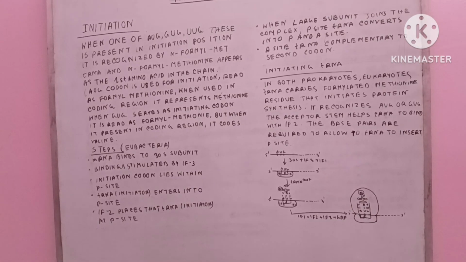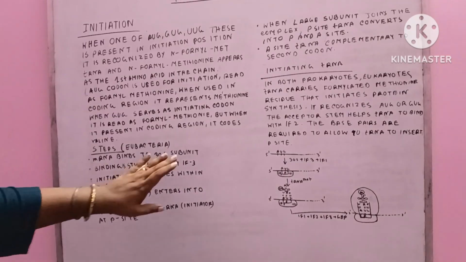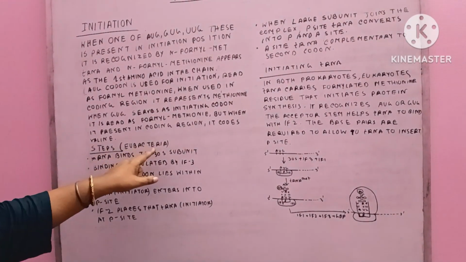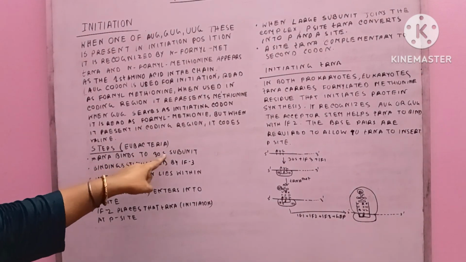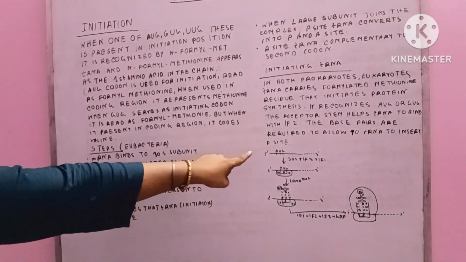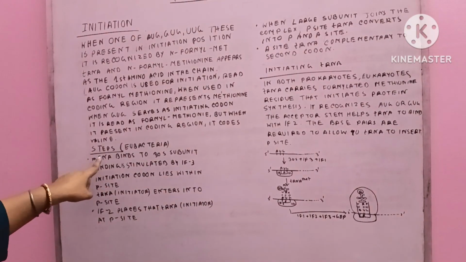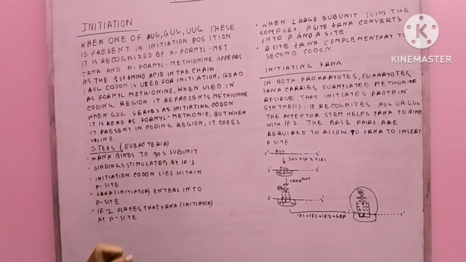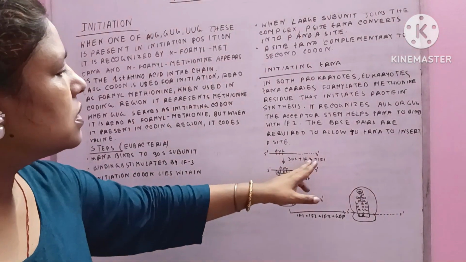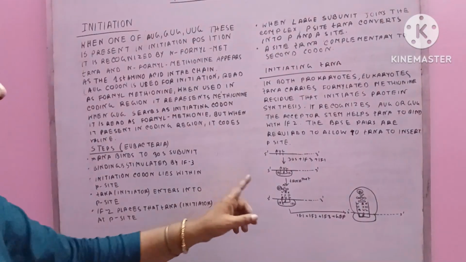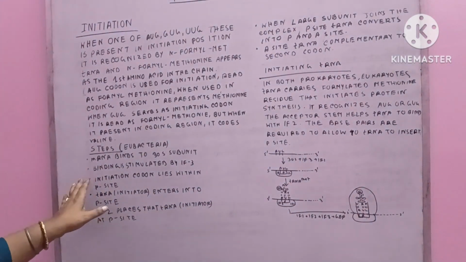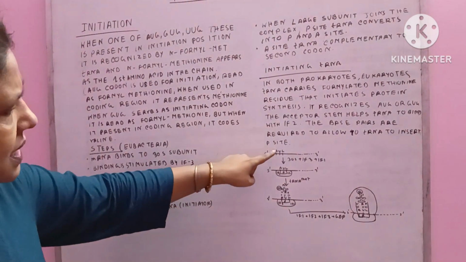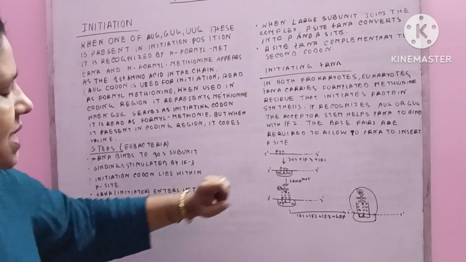Here the initiation process is briefly described in prokaryotes. In Eubacteria, mRNA binds to the 30S subunit, and this is the rough diagram. First mRNA binds to the 30S subunit, then binding is stimulated by IF3, but both initiation factors, IF3 and IF1, are involved. Next, the initiation codon lies within the P site. You can see that initiation codon lies within the P site.